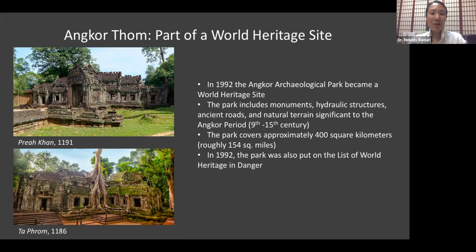But Angkor Thom is again part of the Angkor Archaeological Park, which became a World Heritage Site in 1992. And the park includes monuments, hydraulic structures, ancient roads, and natural terrain that's significant to the Angkor period. And the park itself covers approximately 400 square kilometers. Now, in the same year that it became an archaeological park, it also was put on the list of World Heritage in Danger. And it's in danger for a variety of reasons.